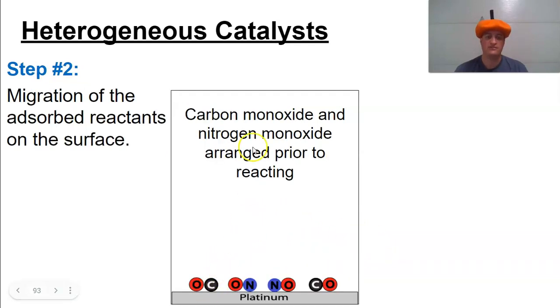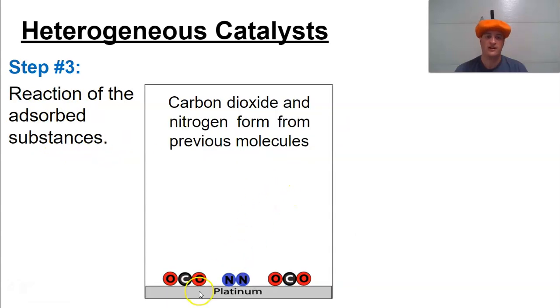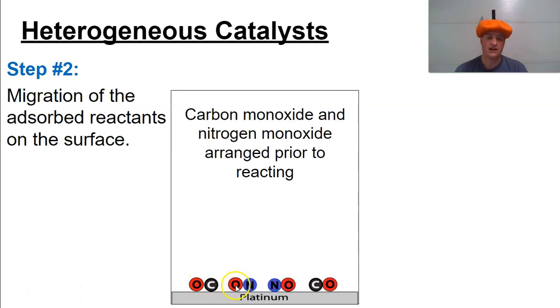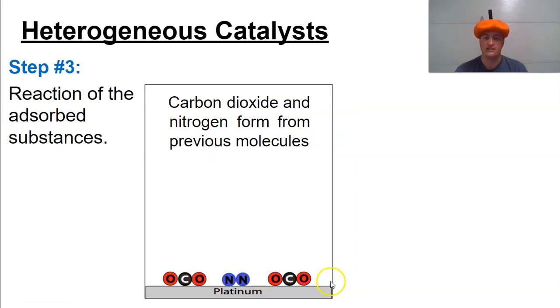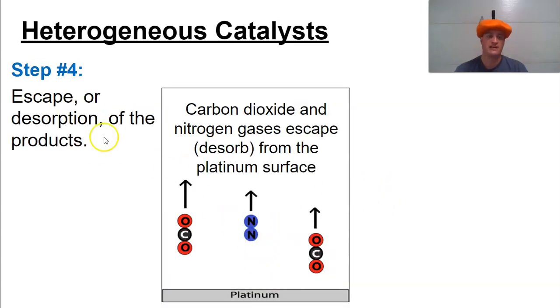So as they come down, they're going to be arranged in a particular pattern. And so as they move on the adsorbed reactants on the surface, they can start to pair up. You can see how we have organization of carbon dioxide, organization of nitrogen, and again, carbon dioxide. Once they've gotten the reaction on the adsorbed surfaces, they can escape because now they're no longer attracted to it. They desorb, they come off because now they have different attractive forces than they had before.